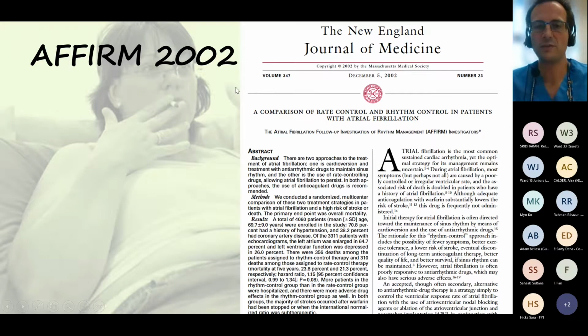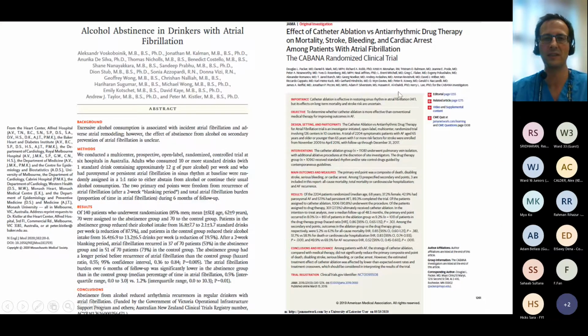Why do we take this approach? Well, back in 2002, there was the AFFIRM trial, which showed that atrial fibrillation was as good prognostically if we simply rate controlled versus if we tried to control their heart rhythm. So that showed us even 20 years ago that we didn't benefit from restoring sinus rhythm. There are nuances to this, and people would argue one way or the other about it. But the bottom line is that there isn't really any evidence being in sinus rhythm is better.